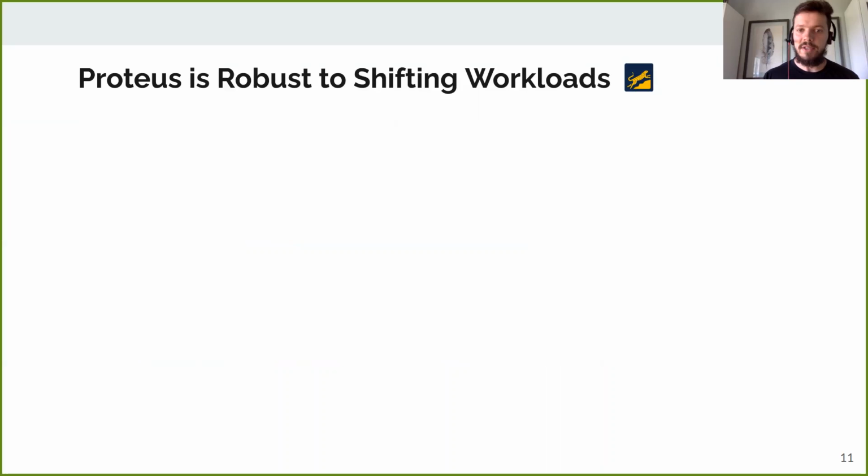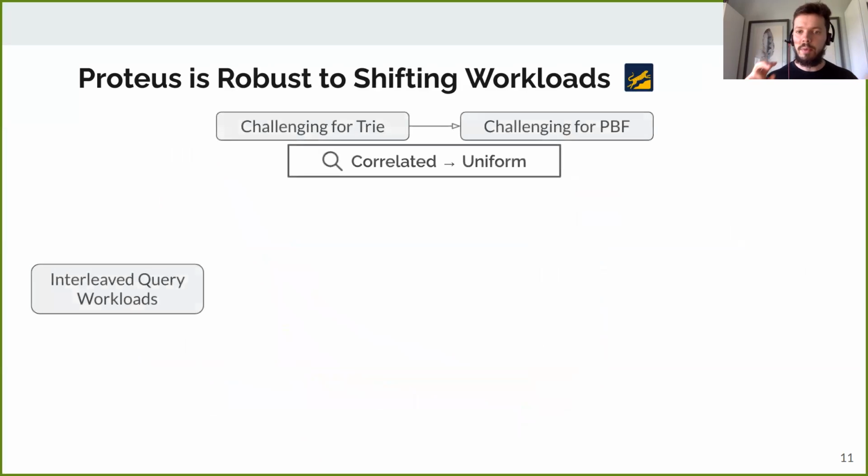Then, because our filter is adaptive, we measure its robustness inside RocksDB when the workload itself is shifting. We are testing the robustness by exposing the filters to two extreme workloads. We start with a correlated query workload, which is challenging for trie-based designs, and we gradually shift to one with large uniform range queries, which is challenging for Bloom filter-based designs. We interleave queries from both distributions with a changing ratio over time.